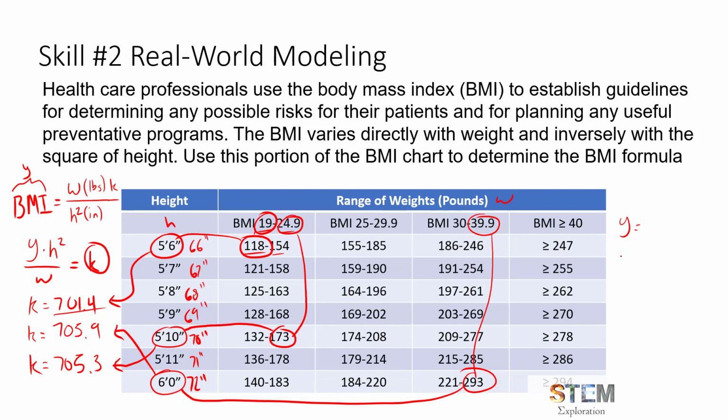So actually, I'm going to switch Y back to BMI. So BMI will be equal to the weight times 705.6 all over h squared. And I think if you actually go look this up, you'll find that this number is really close to how it actually is in the real world.